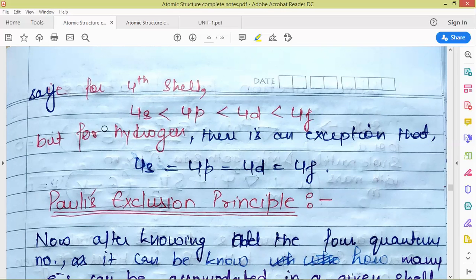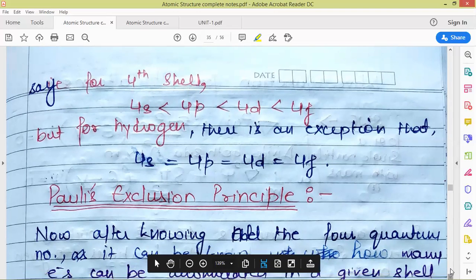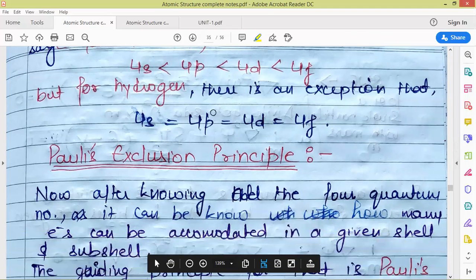But in general, for all multi-electron systems, these energy values will vary in the order that the 4s orbital has minimum energy, then the 4p orbitals, then the energy of the 4d orbital is slightly more than the p orbital, then the energy of the 4f orbital is more than the 4d orbital. But for the hydrogen atom, all these orbitals are at the same energy level. That means they have the same energy. The reason for this we'll be discussing later.